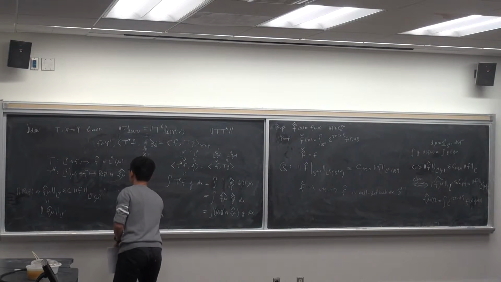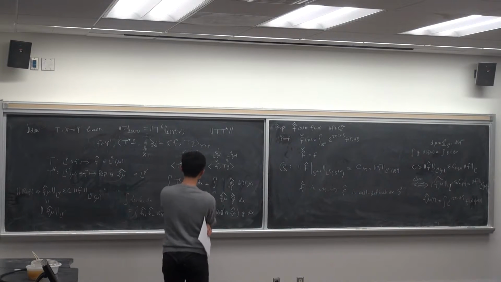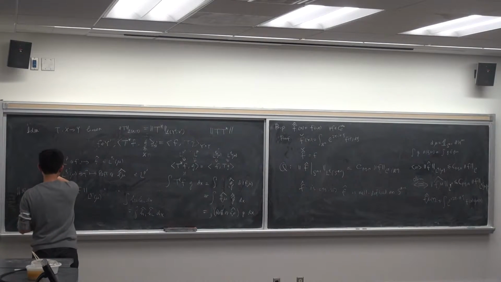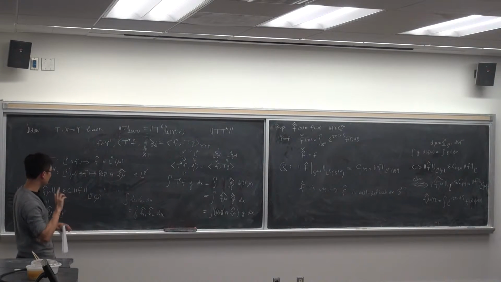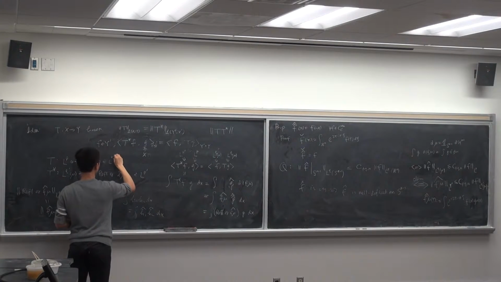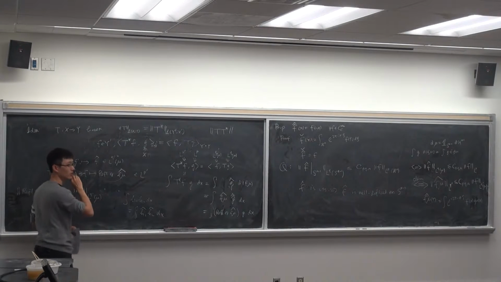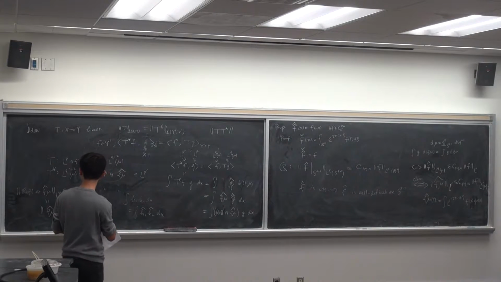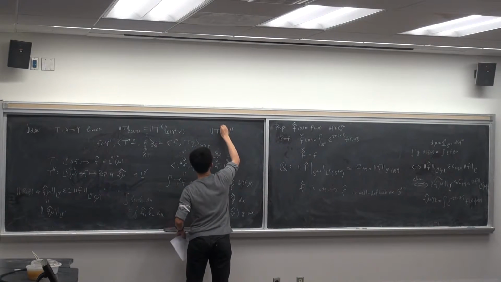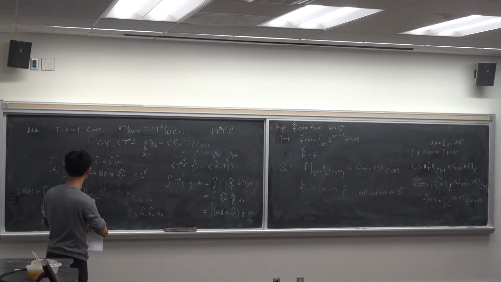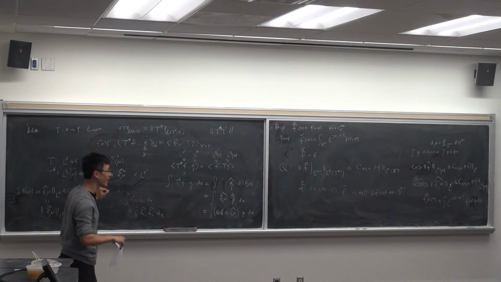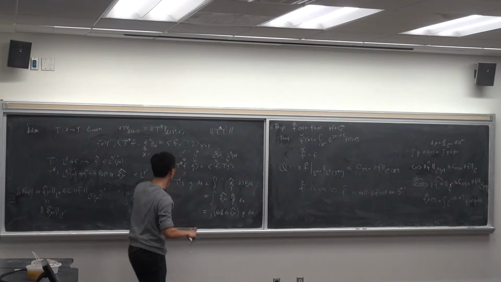Okay, so for T star, you see that T is from LP to LQ, and T star is from LQ prime to LP prime. But if Q is 2, then Q prime is also 2. Then these two spaces coincide. Then you can make sense of T star T, right? T star T makes sense because the image is in L2 and you then map from L2 to another space. And you can prove that the boundedness of this operator is equivalent to the boundedness of T.